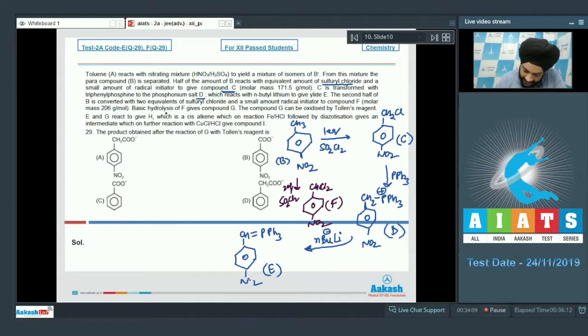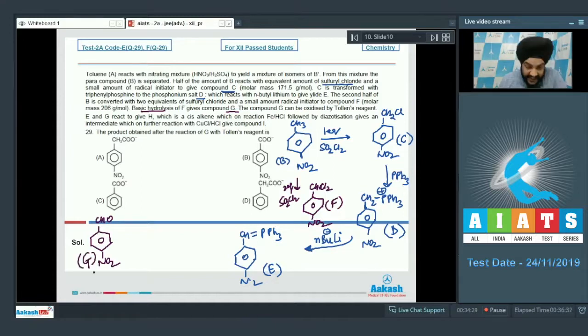Okay, so F is allowed to undergo basic hydrolysis to give the compound G. So when this is allowed to undergo basic hydrolysis, students, the compound G which will be formed will be CHO with para NO2 in the benzene ring. Okay, so this is the compound G which is formed.